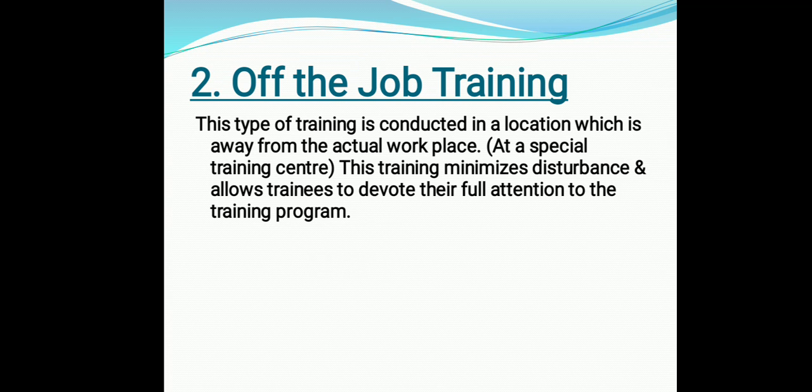The name itself says off the job, meaning away from the actual workplace. Under off the job training there will be a separate training center, wherein the trainees or employees will be taken and the training will be given. This kind of training minimizes disturbance and allows trainees to devote their full attention to the training program. There is no need for them to feel pressured. The trainees will be free minded so that they can concentrate purely on training. They won't have work disturbances, nor the pressure of working, so they can learn freely.